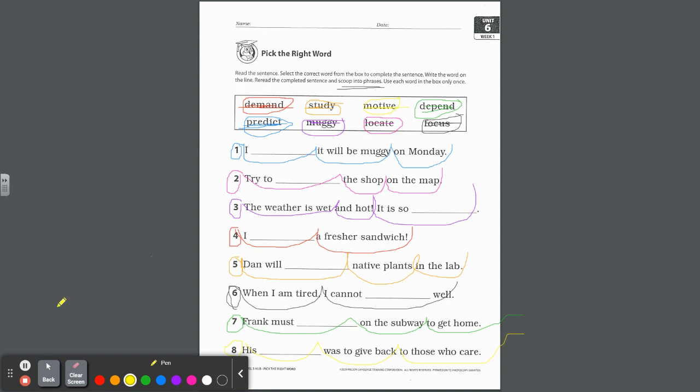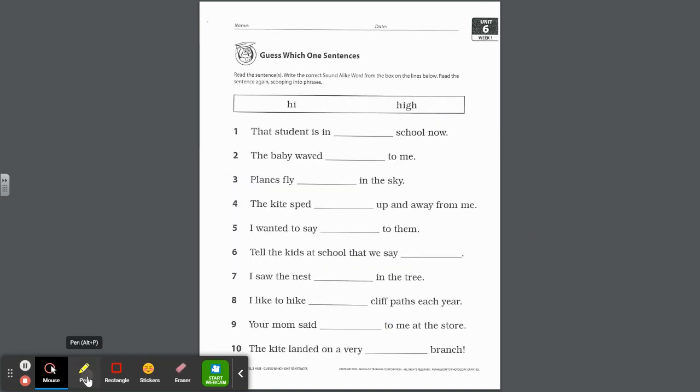Very, very good. Okay, on the last page, we're going to do our sound-alike words. H-I, hi, versus H-I-G-H, high. Okay, so this is like hello, H-I, and this one is tall, mountains are high. Let's see what we do. And again, it says scoop into phrases when you're done.